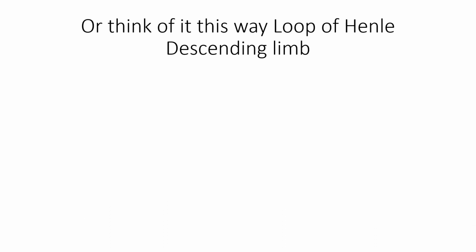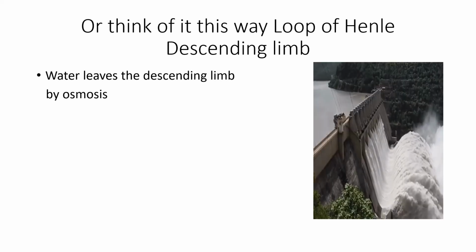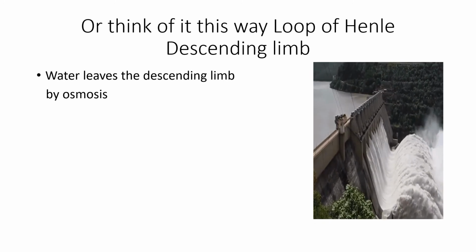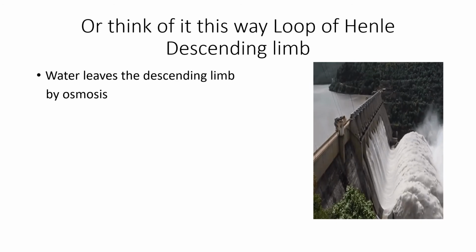Or you might want to think of it this way for the descending limb of your loop of Henle. Water leaves the descending limb. This movement of water is by osmosis, the movement of water across a semi-permeable membrane. So the descending limb itself is a semi-permeable membrane which allows water to leave the limb into the nephron. You can see here we've got a reservoir with a dam. A lot of water is leaving the reservoir, so that's like leaving via the semi-permeable membrane, but there's also a lot of water left in the reservoir.